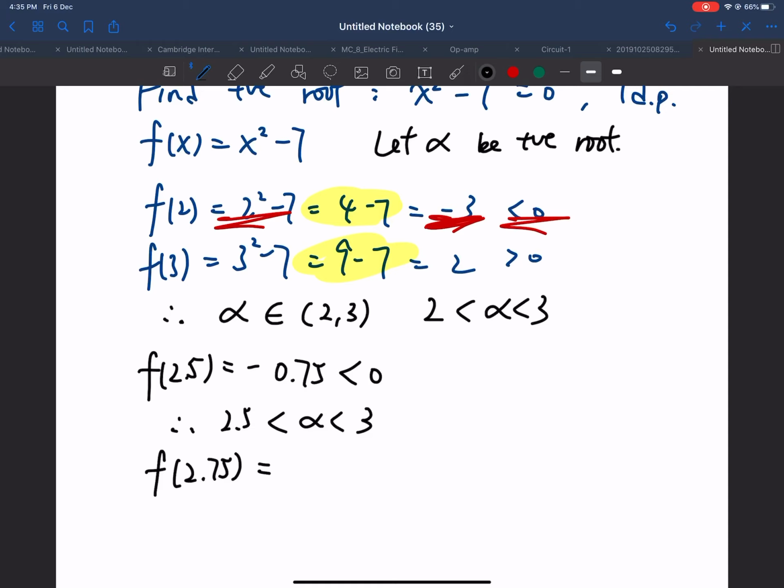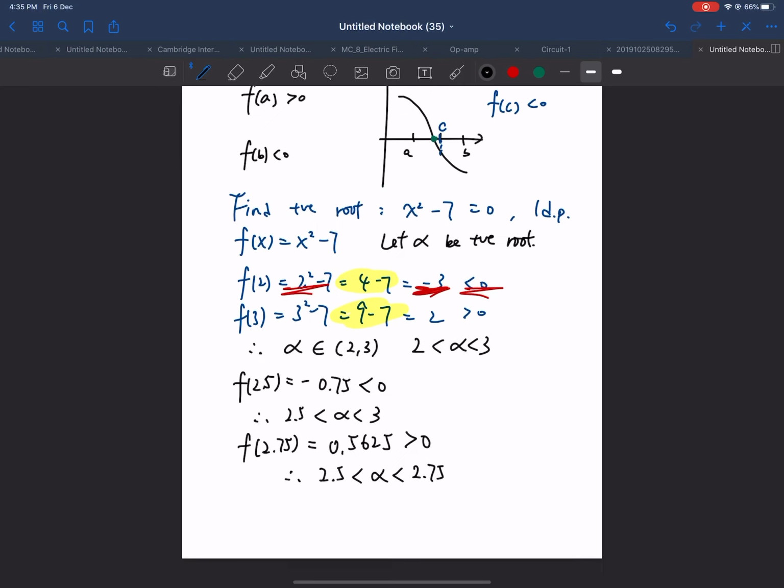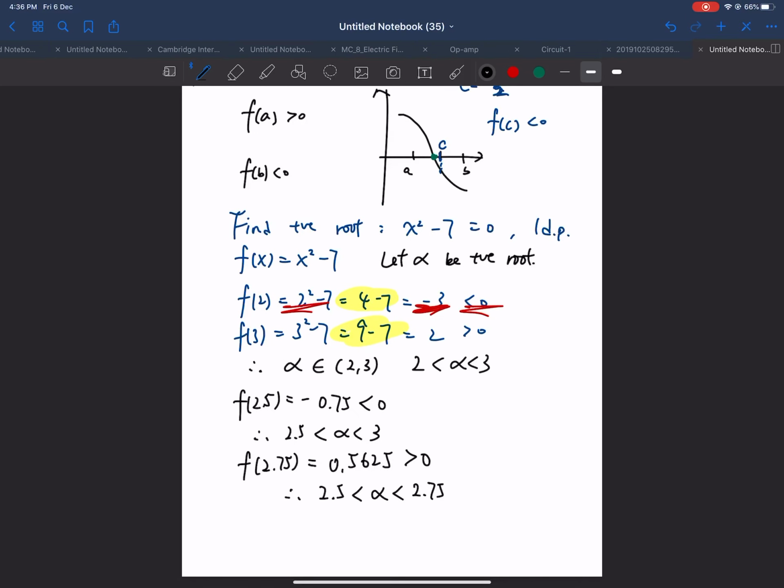The next one, you use your calculator. This one is positive. You should write down all the digits here. This is positive. So the solution should be within 2.5 and 2.75, and then you repeat the steps until the first decimal place does not change.